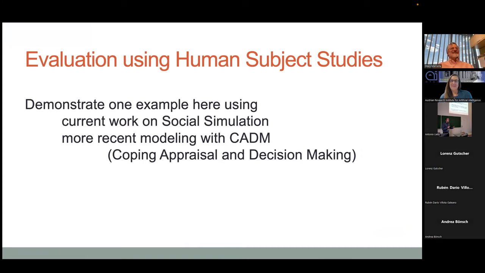Evaluation using human subject studies. Okay, so I want to shift now to something which is a little bit more rigorous, let's say. And this is really trying to evaluate these kinds of models using human subject studies. And here I want to shift focus to a different model, called CADM, which was developed around 2020, 2021, 2022. What I'm going to talk about is from a 2022 paper. And unlike Emma, which was used in virtual humans, CADM has been used in large-scale social simulations. And it essentially is attempting to model decision-making under a high degree of stress.